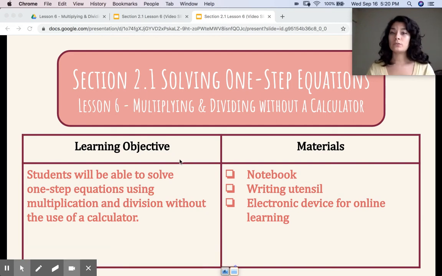So I'm going to walk you guys through lesson 6 for section 2.1. We're still solving one-step equations. In this lesson, we're going to focus on equations that require multiplying and dividing, as well as working with fractions and sometimes integers.